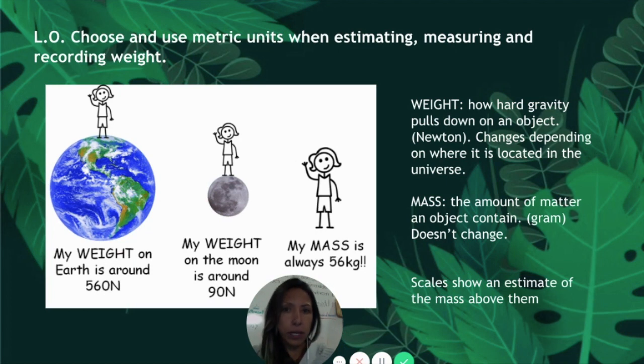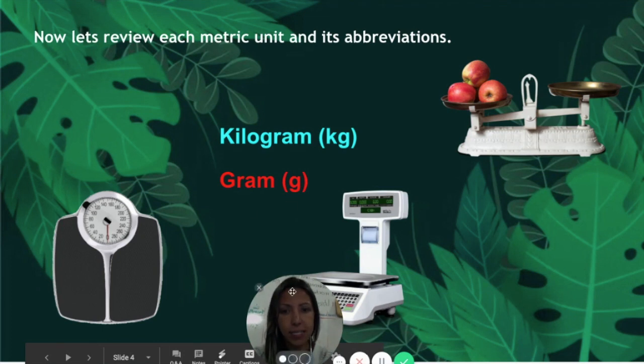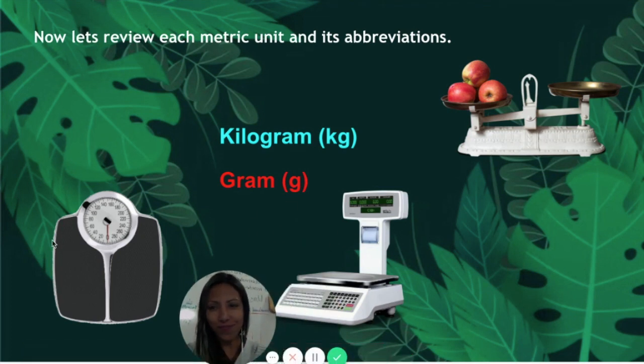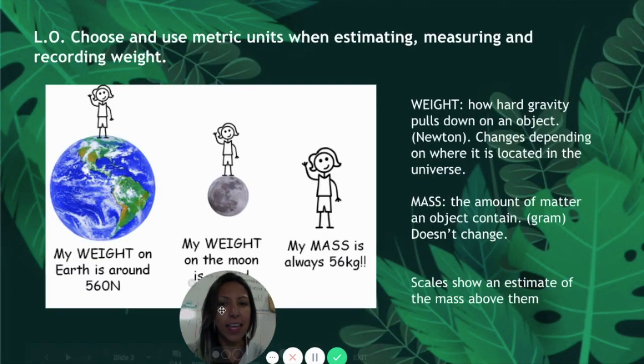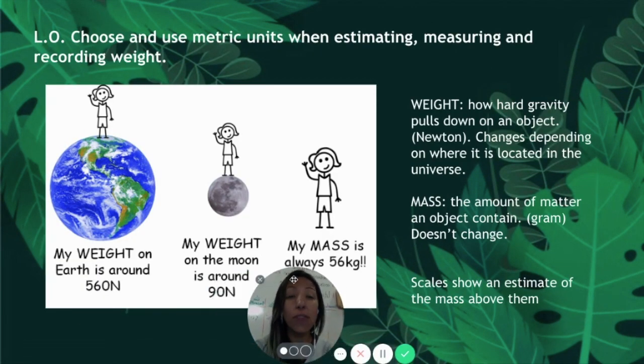Scales are the things we use to measure mass. This is a scale, or different scales. They show an estimate of the mass above them, and it is displayed in kilograms because that's the way we are used to reading mass. We usually call it weight. We say, how much do you weigh, instead of how much mass do you have, because that sounds a bit weird, right?